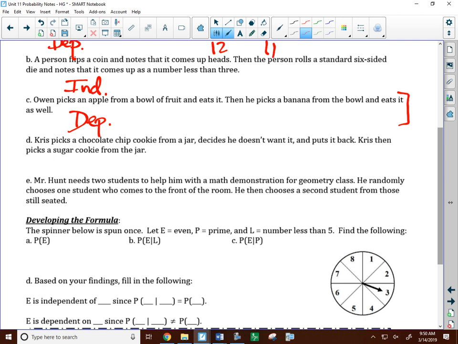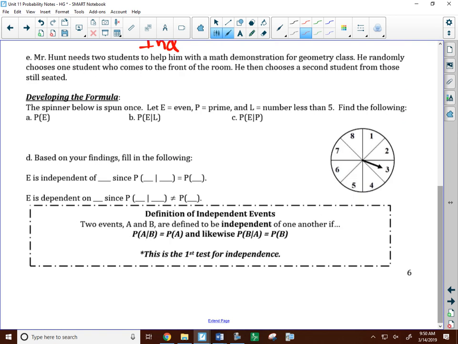So, Chris picks a chocolate chip cookie. He doesn't want it. He puts it back. Then he picks another. Then he picks a sugar cookie. Independent, because the first choice and the second choice have the same probability since he put the other cookie back. And finally, I'm choosing students to come forward in the class. I choose one student who comes to the front of the room. I then choose another student. Are the choosings of those students independent or dependent? Dependent, because I already chose somebody for the first one, so I can no longer choose them for the second student.